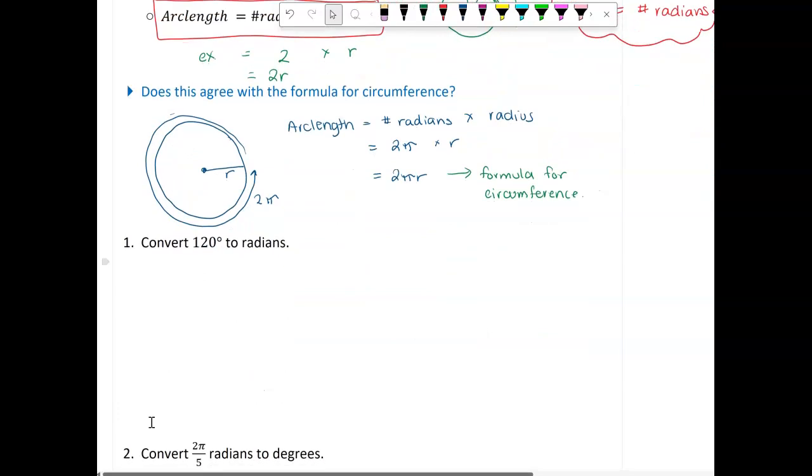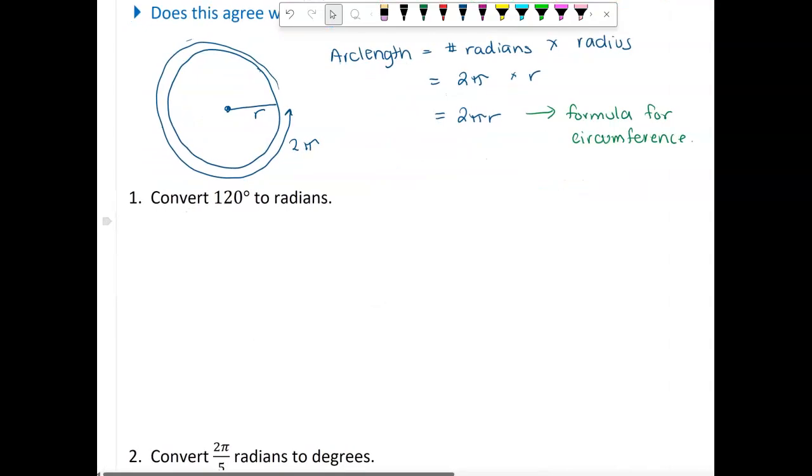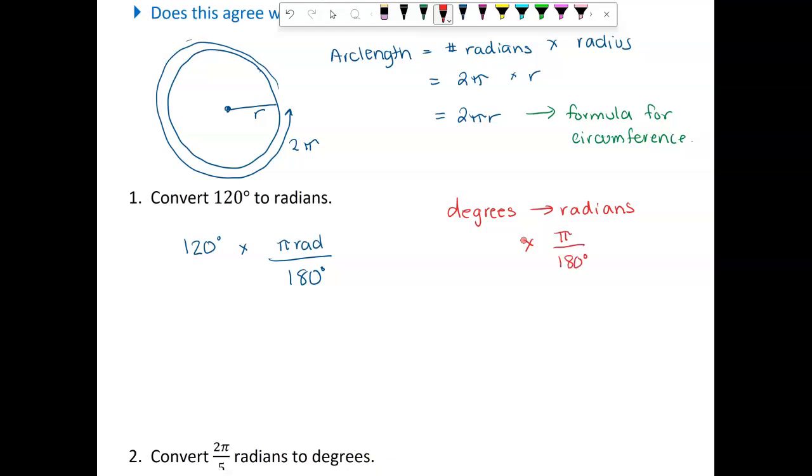Okay, so now how do we use this? How do we change back and forth from degrees to radians? Well, let's take an example. If I have 120 degrees, then I need to change it into radians. Well, we know that the unit of conversion is that 1 pi radian is about 180 degrees. And so if I want to convert from degrees to radians, I simply multiply that degree by pi over 180 degrees.